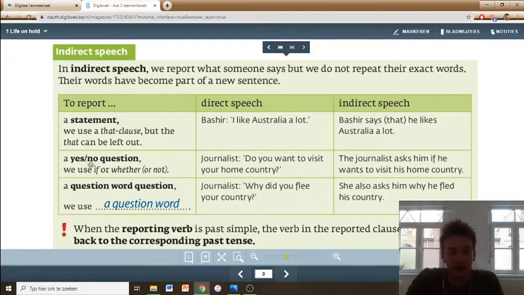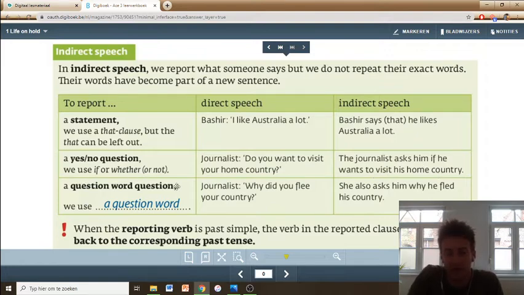The second thing is a yes or no question. Here we use if or whether instead of that, but if and whether are synonyms, so you can perfectly alternate between these two. The journalist asks here, "Do you want to visit your home country?" You can see that this is a yes or no question. And in indirect speech, we would say about this journalist that he asks him if he wants to visit his home country. Remember that you can also replace this if by whether. The journalist asks him whether he wants to visit his home country.